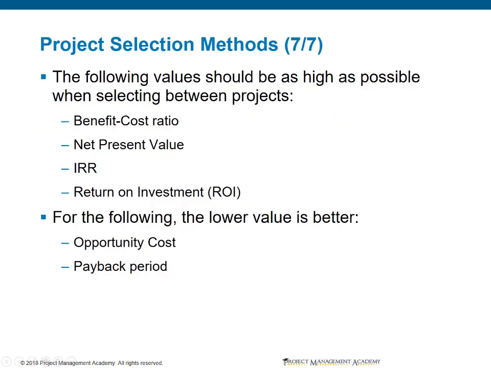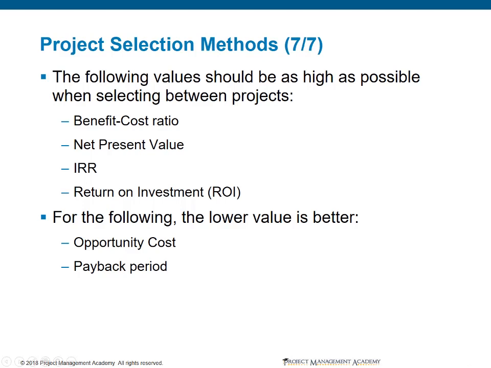This is a spectacular summary slide, and this is a great thing to come back and look at while you're doing your review prior to sitting for your exam. Certain values should be high when selecting a project. A benefit to cost ratio. I want to receive as much benefit as possible for the amount of cost incurred. My net present value. I want that to be as high as possible. And we want to reject any negative value.